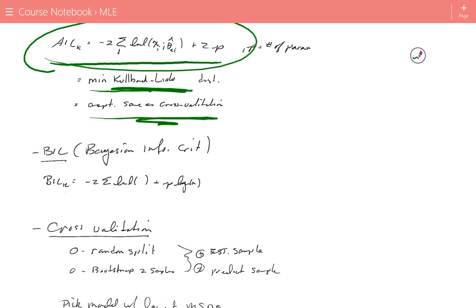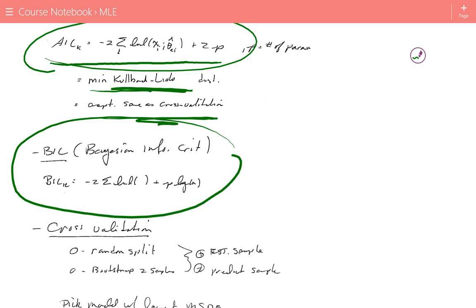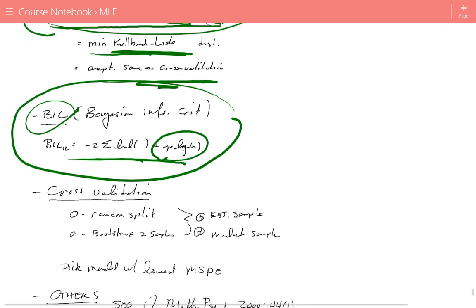And BIC is slightly different in definition. Right, this is negative 2 the sum of the log likelihoods, plus 2 times the number of parameters. And this is negative 2 the sum of log likelihoods, plus the number of parameters times log n, the sample size. And so you could pick the smallest BIC as your favorite model.